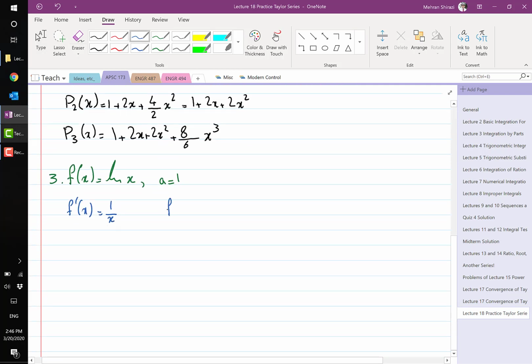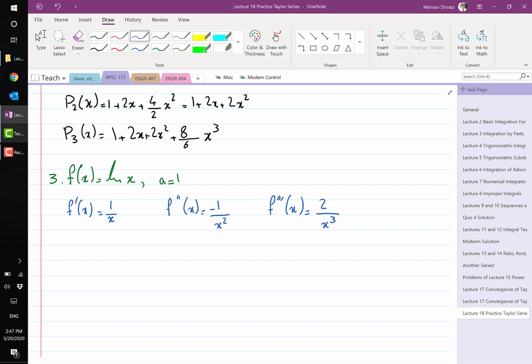We also need the second derivative of f at x. All of you know how to find this. It's minus 1 over x squared. If you don't remember how to find the derivatives, review your notes of 172. We also need the third derivative. So one more derivative, we have 2 over x to the power of 3. We need to evaluate this at a.